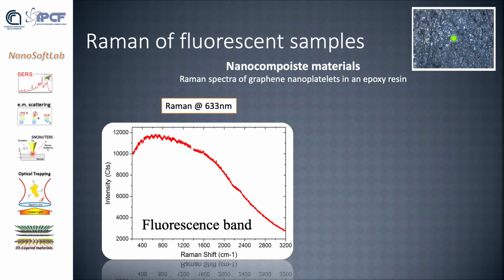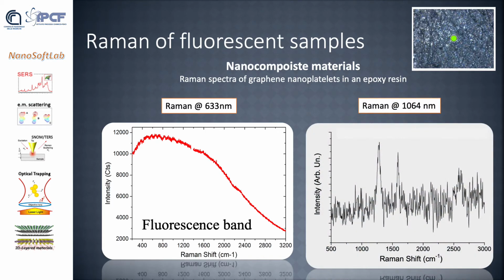Fourier transform Raman spectroscopy is particularly useful and important on fluorescent samples. This spectrum here is the fluorescent band of some nanocomposite materials, shown in the optical image here, in which we have mixed graphene nanoplatelets into an epoxy resin. We see that if we excite it at 633, that is in the red or the visible, we just see a fluorescent band. So we don't have any fingerprint of the vibrational peaks.